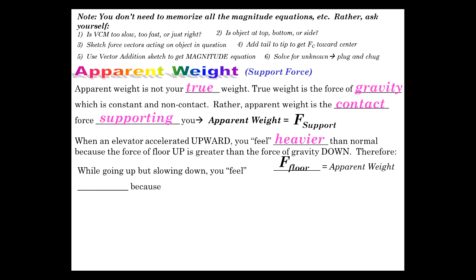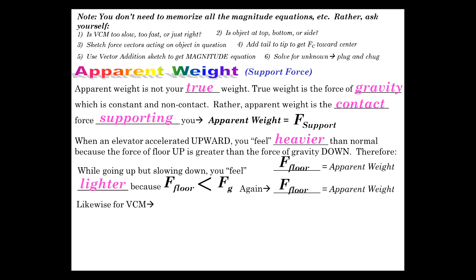You feel heavier. If you're going up, and then the elevator stops, momentarily it slows down and you feel lighter. And the reason is because the floor force now reduces a little bit. It's less than gravity, so gravity is winning and accelerating downward to slow you down a little bit. But again, the floor force is your apparent weight, which is less.